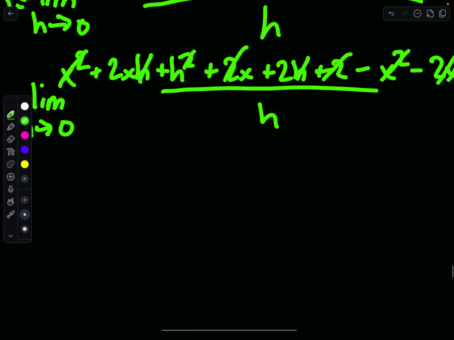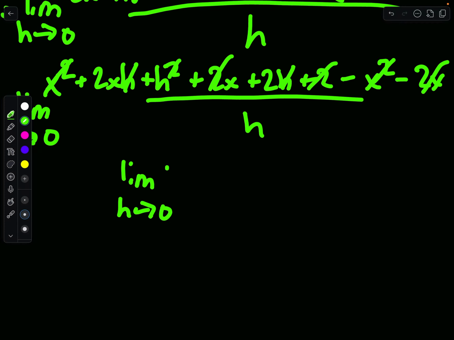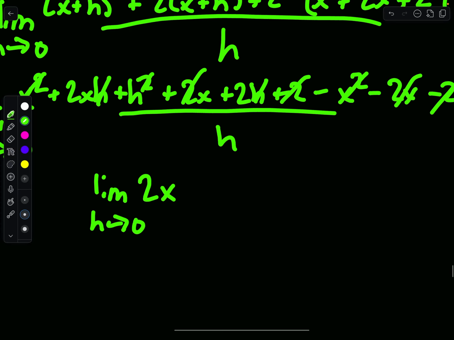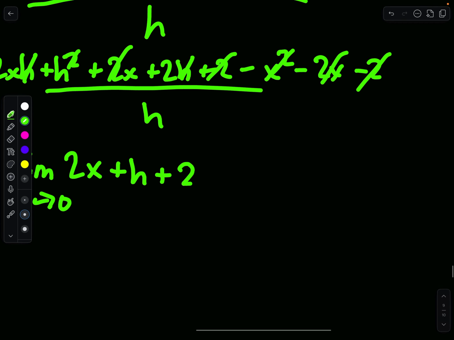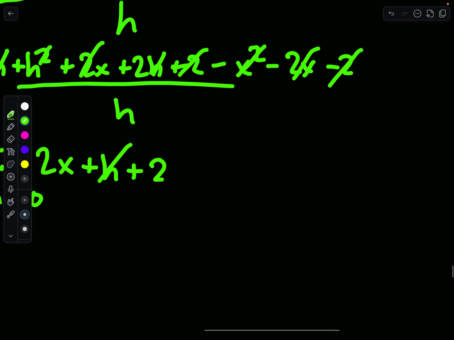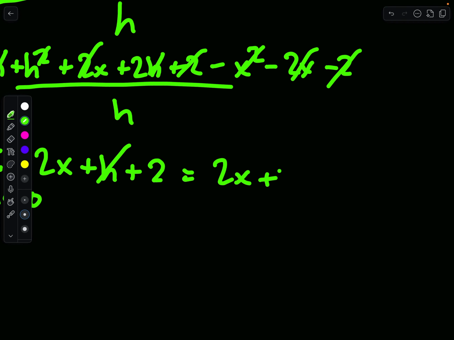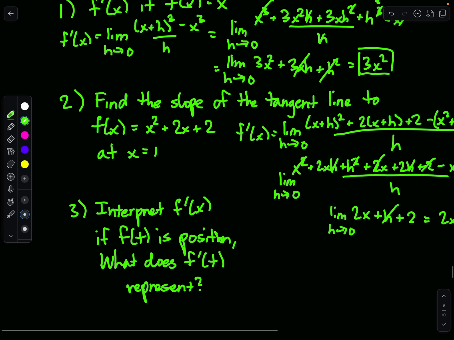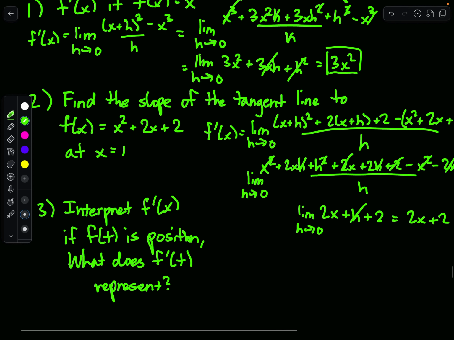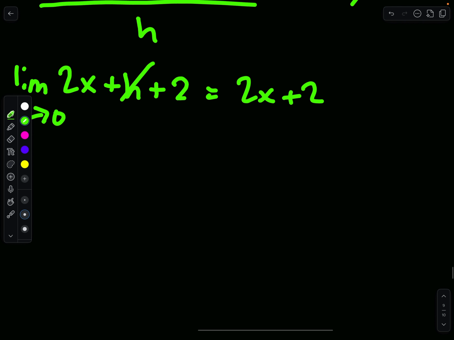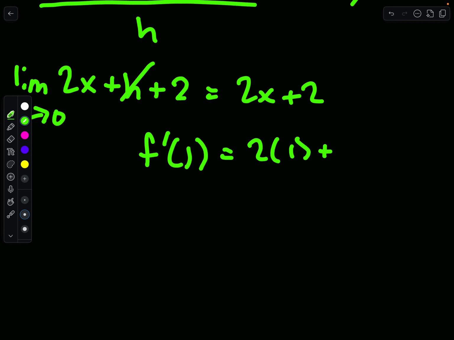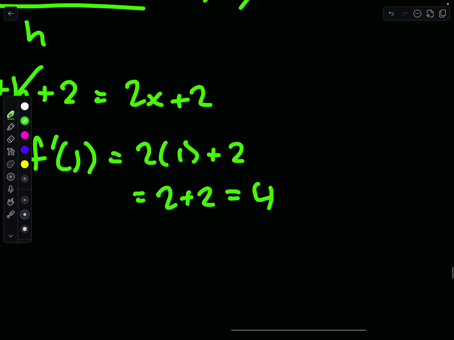And from there, we get the limit as h approaches 0 of 2x plus h plus 2, and then direct substitution, cancel out that h, and we get 2x plus 2. Now, for the slope of the tangent line at x equals 1, we plug in 1, so then f prime of 1 equals 2 times 1 plus 2 equals 2 plus 2 equals 4. So 4 is the slope of that tangent line.